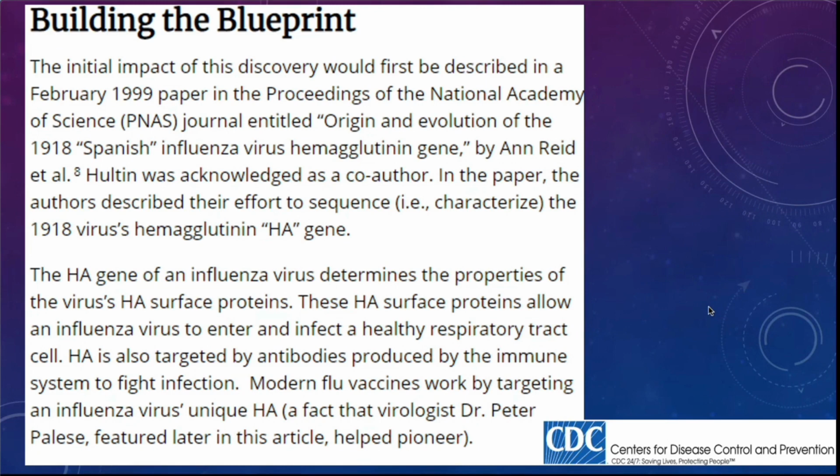Of course, the paper also said that the hemagglutinin gene of the influenza virus determined the properties of the virus hemagglutinin surface proteins. These hemagglutinin surface proteins allow an influenza virus to enter and infect a healthy respiratory tract cell. They also are targeted by antibodies produced by the immune system to fight infection, and therefore modern flu vaccines work by targeting this unique hemagglutinin that is produced by different strains of the influenza virus.